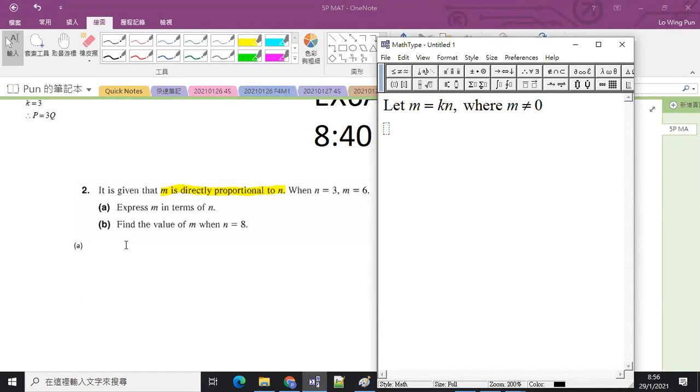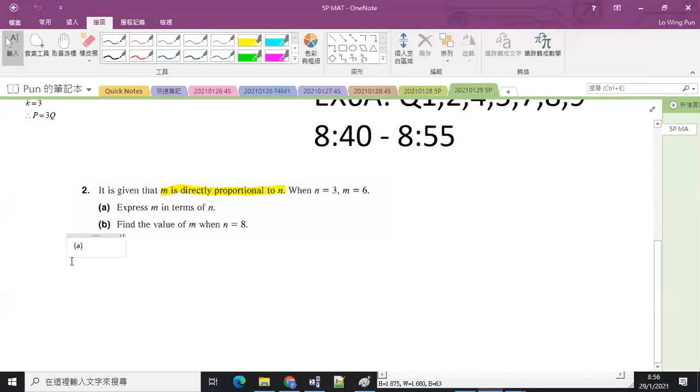Then you need to put the given pair of numbers, n equals 3 and m equals 6, into our equation, and then 6 is equal to k times 3. So 6 over 3 is equal to k, and k is equal to 2. Which means that m is equal to 2n. And that is exactly what the question is asking us to find, that is express m in terms of n. That is, m is the subject, and then the right-hand side is just 2n. So that is the answer of part A.